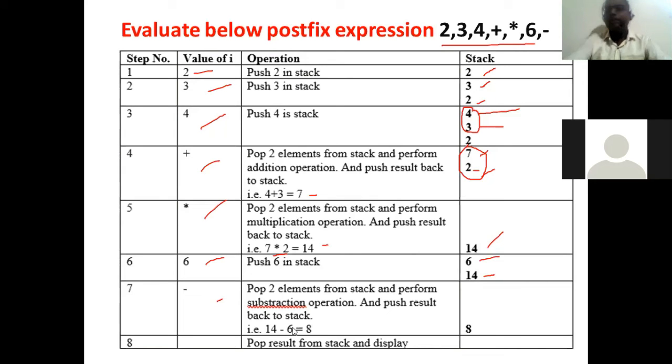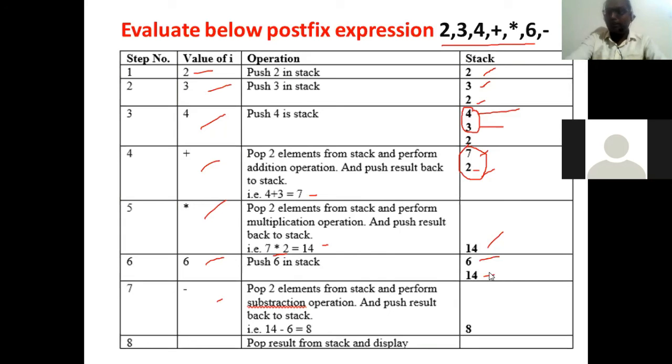So 14 minus 6 is 8. So the final answer is 8. Whatever operation you are going to perform, you have to take the second operand first. Whenever you perform an operator on two operands, consider the second operand first, then the operator, then the first operand.